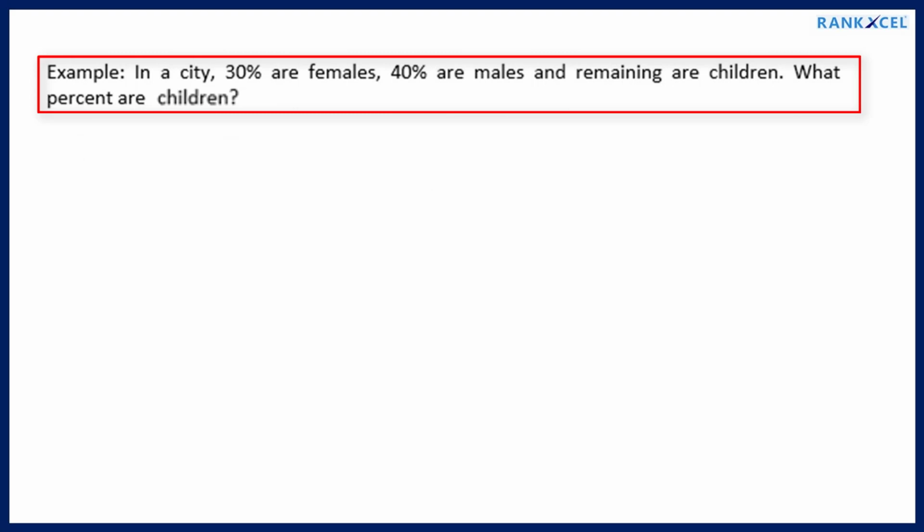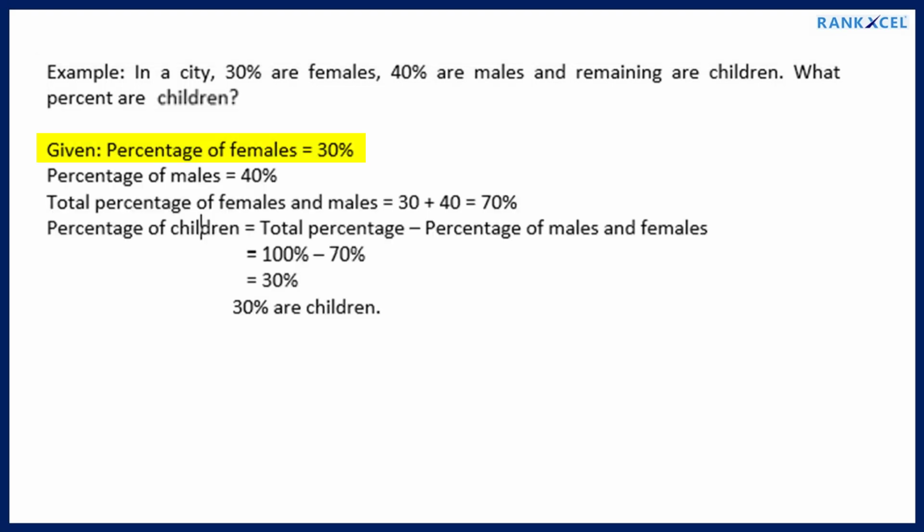Example, in a city, 30% are females, 40% are males and the remaining are children. What percent are children? Given, percentage of females equals 30%. Percentage of males equals 40%. Total percentage of females and males equals 30 plus 40 equals 70%. Percentage of children equals 100% minus the total percentage of males and females, equals 100% minus 70%, equals 30%. 30% are children.